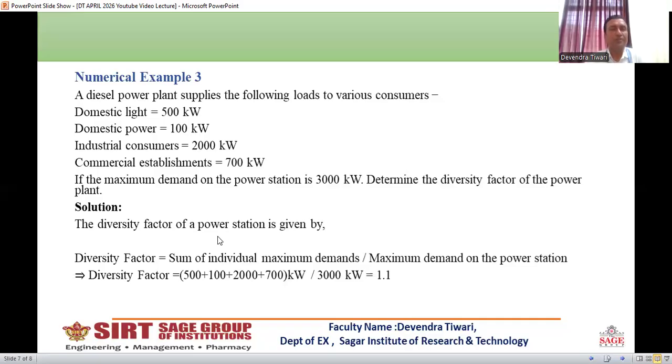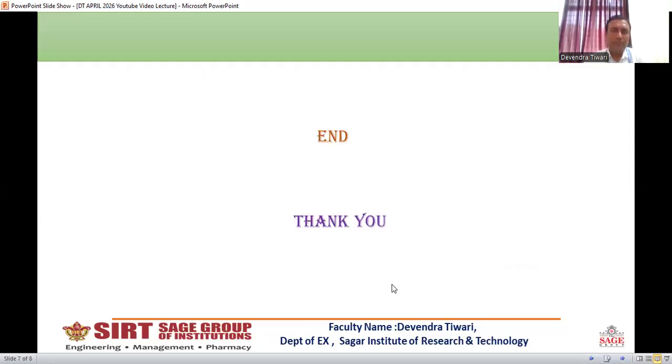So as per the formula of diversity factor, which is sum of individual maximum demands divided by maximum demand on power station, we have to add all these loads. So here sum of individual demands, which is 500 plus 100 plus 2000 plus 700, divided by 3000. So it will come as 1.1. So here again this diversity factor is always greater than 1. So these are the three terms: load factor, demand factor, diversity factor, very important in power station. They play a vital role, and students should understand the concept and the numerical approach behind this.